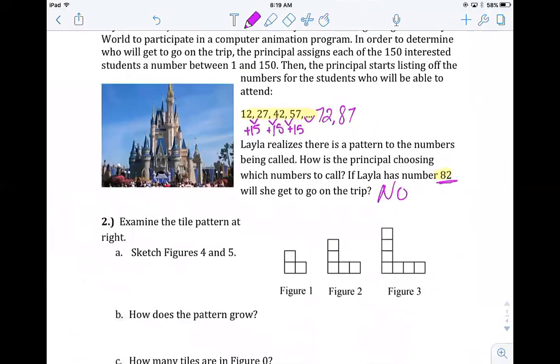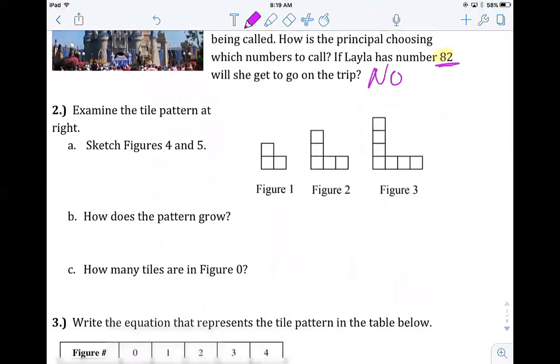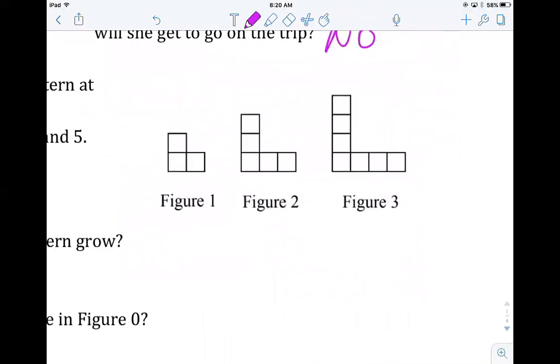Problem 2, we're going to examine the tile pattern at right. We're going to sketch figures 4 and 5. In class, I had everybody sketch figures 4 and 5, and then we looked to see how the pattern was growing. There's a couple ways to look at this. You could look at the picture and see, all right, from figure 1 to figure 2, we're adding a block on the top and on the bottom. From figure 2 to figure 3, we're doing the same thing. We're adding one on the top, one on the bottom. So each time we're adding 2 blocks.